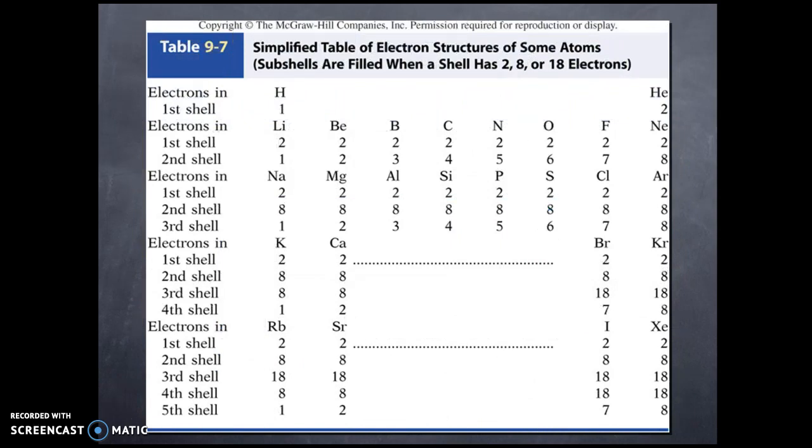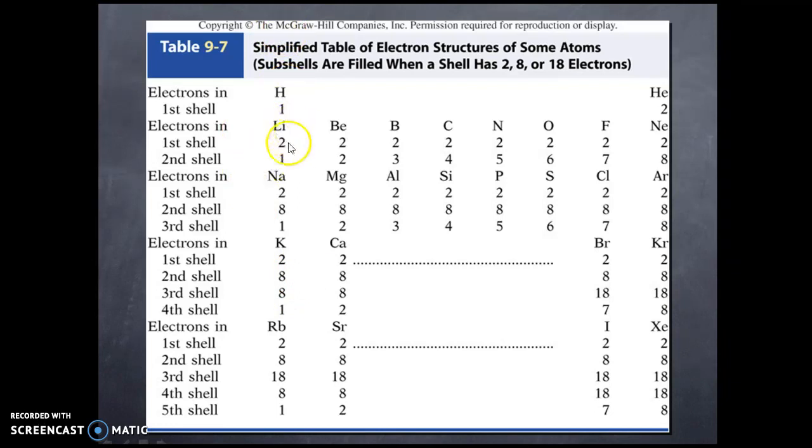If you have shell 1, you will have one subshell in it, which is the S subshell, and it has the capacity to hold 2 electrons, but hydrogen has 1 electron. Helium has atomic number 2, and it has 1 subshell with 2 electrons in it, and so on. So you can now look at all these elements right here.